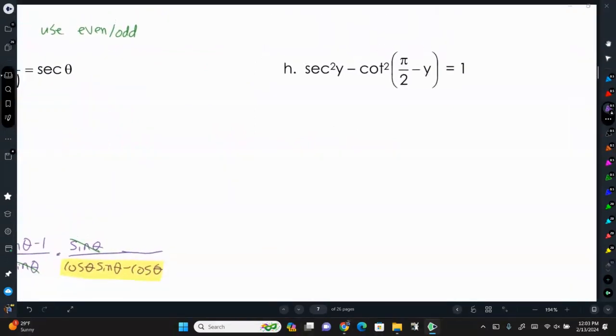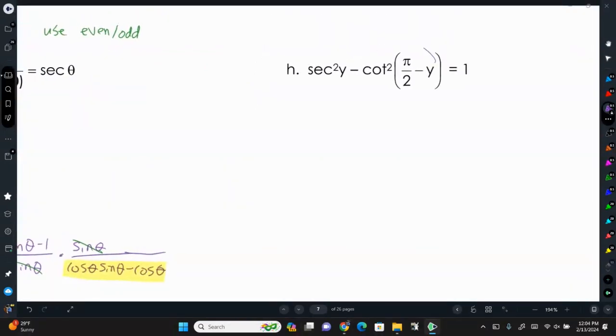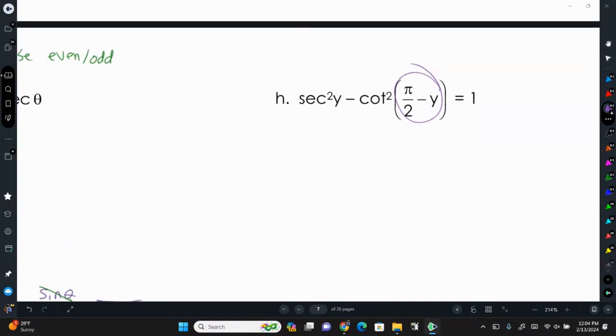Like over here for letter H, I see this right here, and I say, oh, I know that I need to change that using the cofunctions identity. You're not at that place just yet because you haven't been doing these for years and years. But that's what we're going to try to get towards: what do you see and how can we get there? So like I was saying with letter H, I have this cotangent of pi minus y.